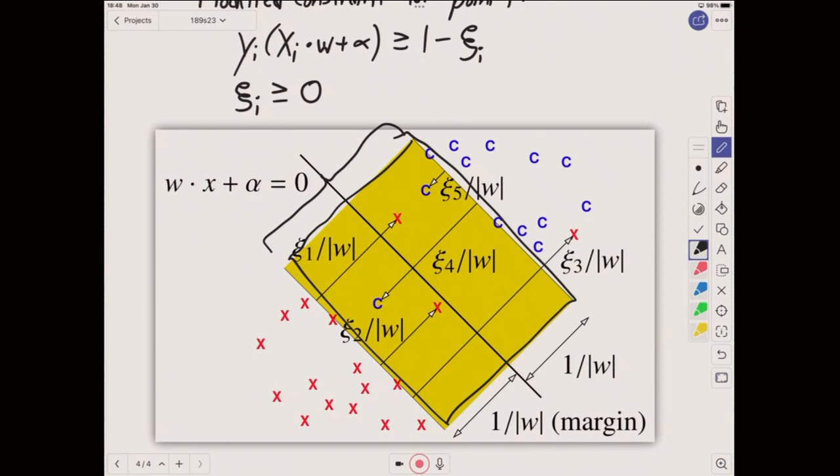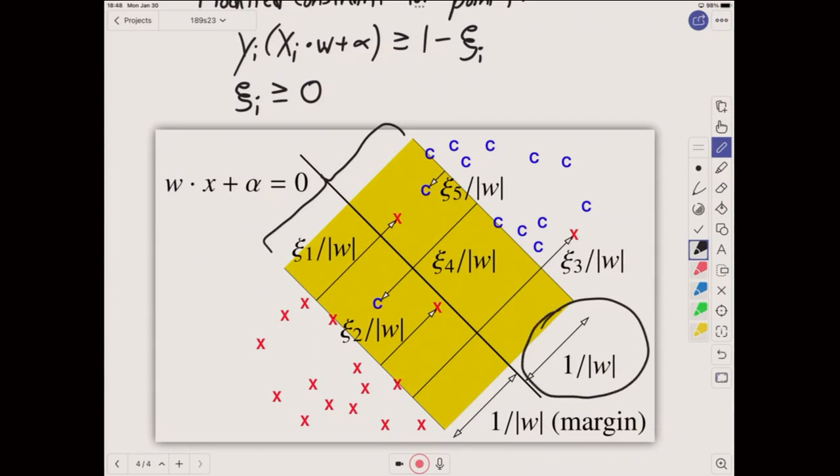Just as with a hard margin support vector machine, the soft margin machine will have a margin equal to 1 over the length of the vector W that is in the optimal solution of the problem. And so that margin is on both sides of the decision boundary. And so this gold slab I've drawn has a width of 2 over the length of W.